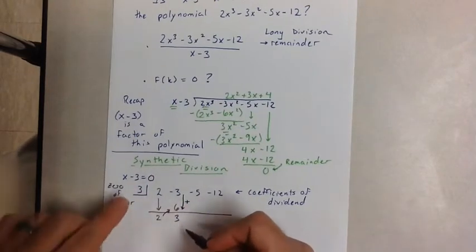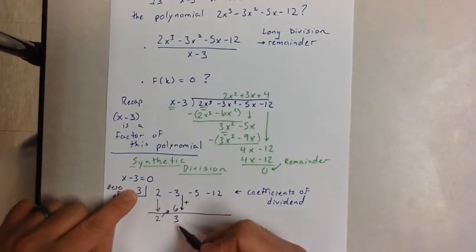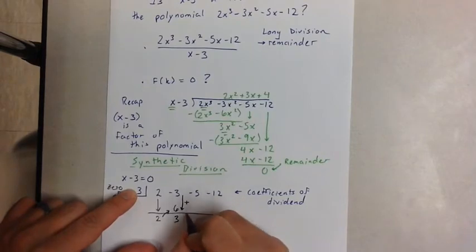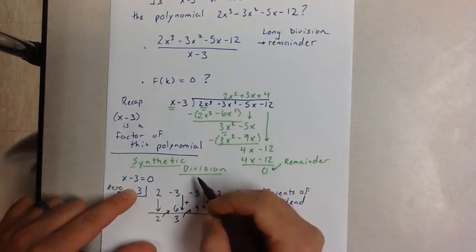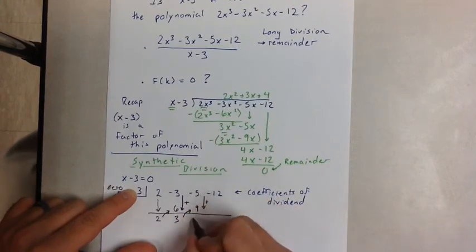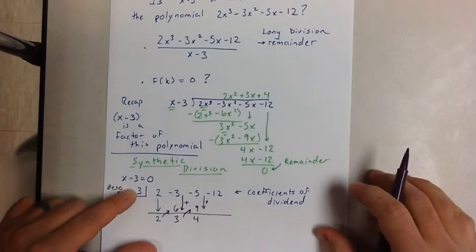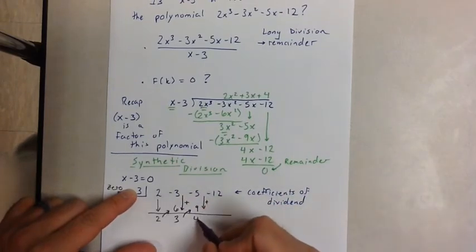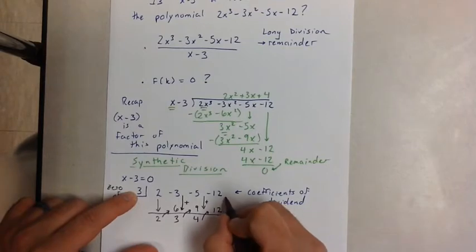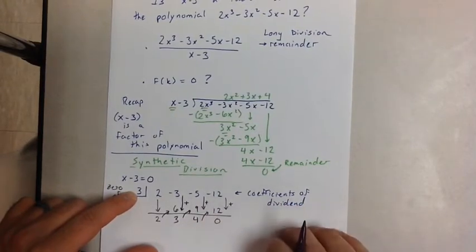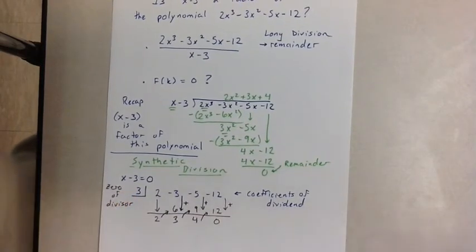And we repeat. Our 0, 3 times 3, which is 9. That comes up here. And then we add. Negative 5 plus 9, that would be positive 4. And then again, repeat. 3 times 4 is 12. We add, and we see that we get 0. Now, what does all this mean? What do all these numbers mean to us?